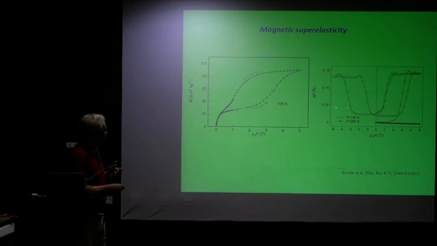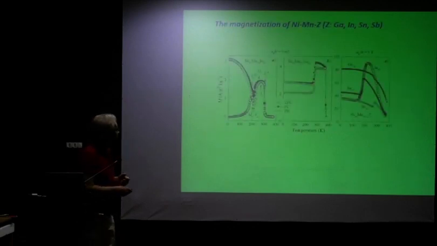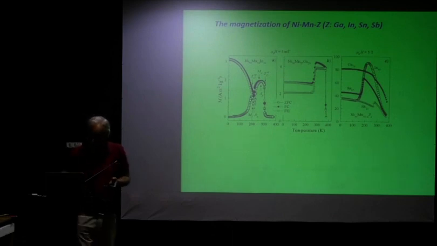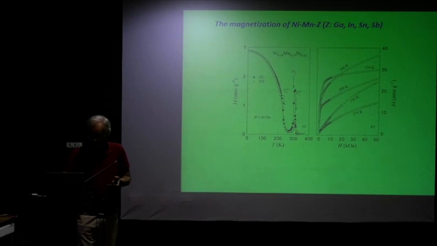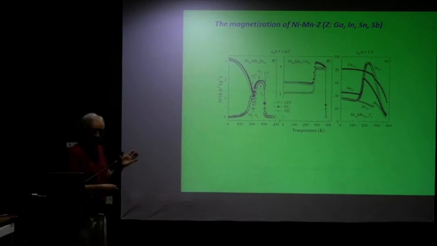The recoverable strains, actually these two data sets, show more or less the same thing. You apply a field, it goes up, down, and you can reverse it, and you get things like this. So now, when we look at data like this, where the magnetization drops in small fields and in large fields, we want to know, at this point, first of all, why they drop.